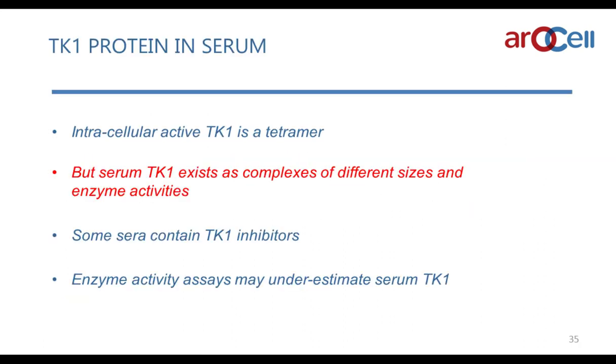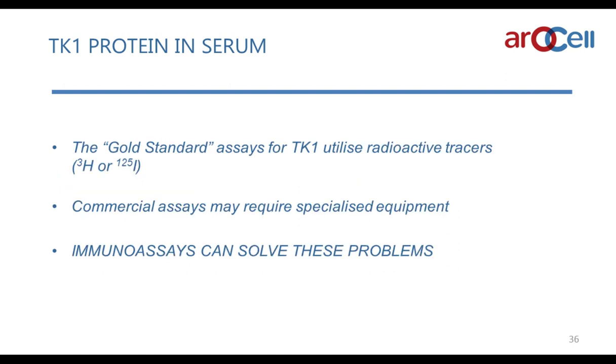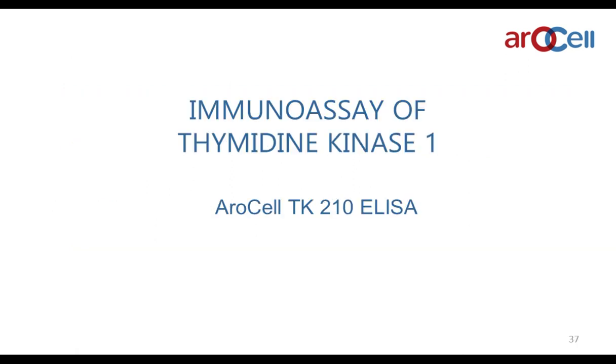So why has it not been widely used? Well, one problem is the assay. Intracellular active TK1 is a tetramer, but serum TK1 exists as complexes of different sizes and enzyme activities. Some sera contain TK1 inhibitors, and enzyme activity assays may underestimate serum TK1. The gold standard assays for TK1 utilize radioactive tracers. Commercial assays may require specialized equipment. And we're going to put to you later that immunoassays can solve these problems.